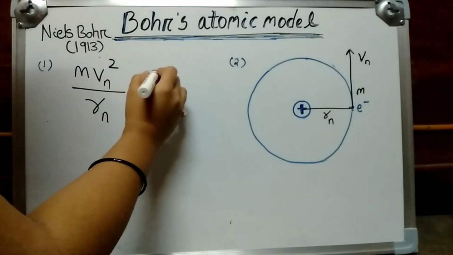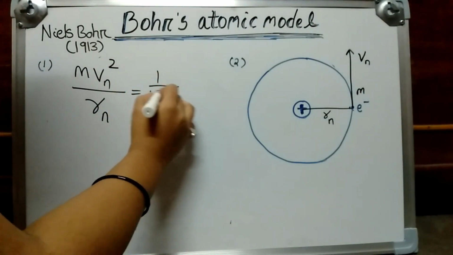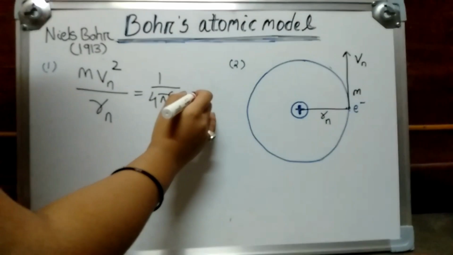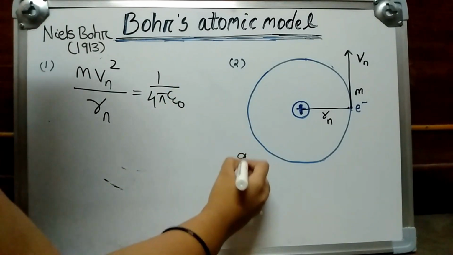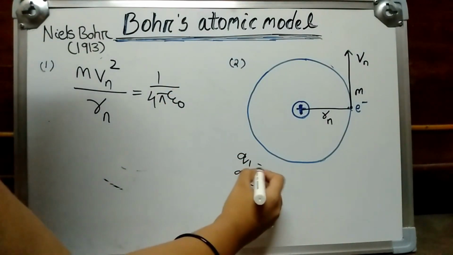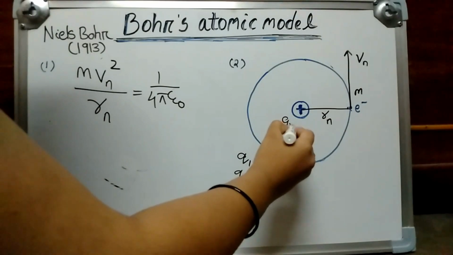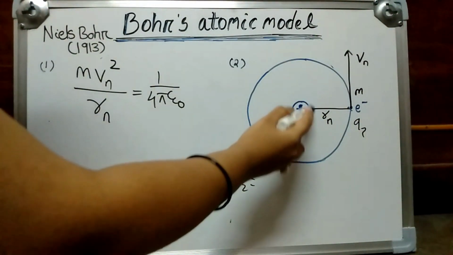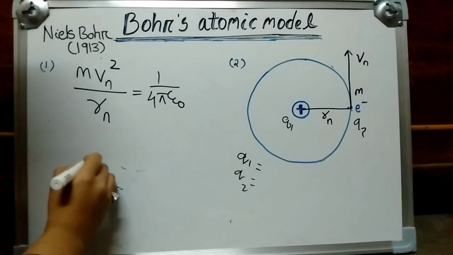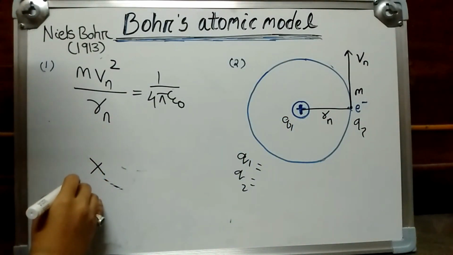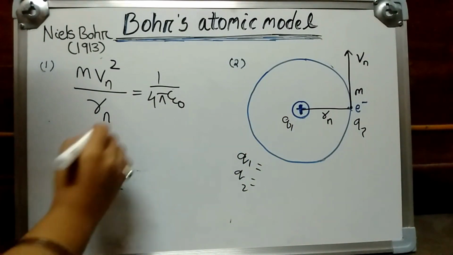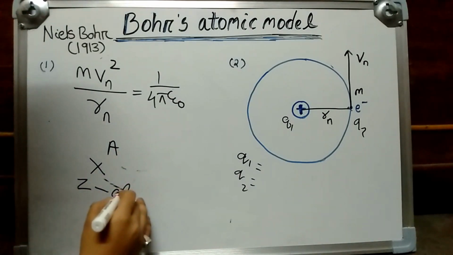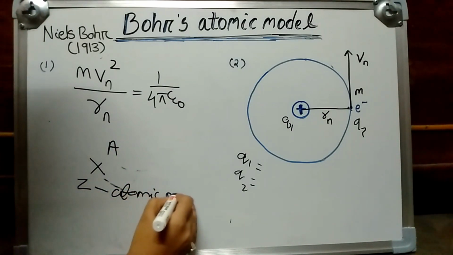So what is the electrostatic force of attraction? That is 1 by 4 pi epsilon 0 Q1 Q2 by r square. What is Q1 and what is Q2? Take this one as Q1 and this one as Q2. Q1 is the charge of the proton. So if we take an element X, Z is the atomic number and A is the mass number.